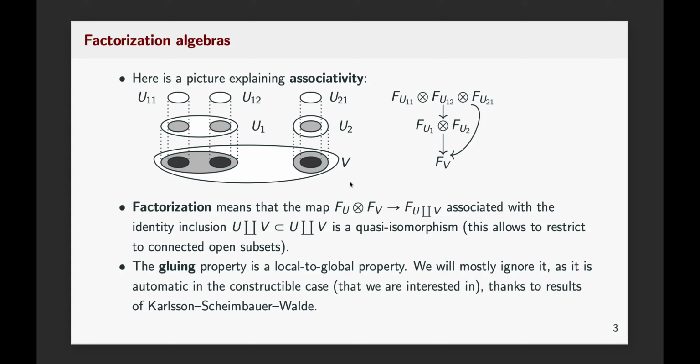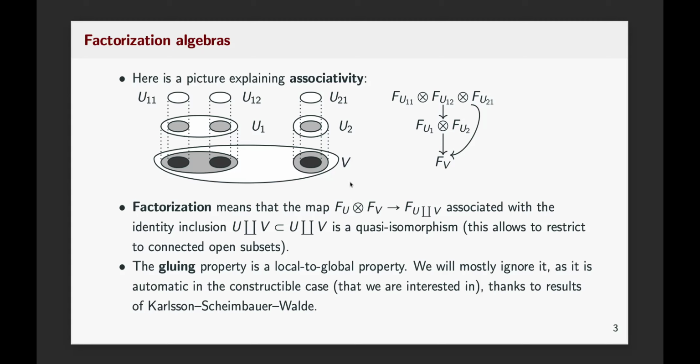Factorization just means that evaluating your factorization algebra on two disjoint open subsets boils down to just doing the tensor product of the evaluation on each of the ones. Here, I will always mean quasi-isomorphism. If you have a good notion of equivalence in your category, I'd rather mean the notion of equivalence than genuine isomorphisms. And finally, I want to explain not so much about the gluing property, for several reasons.